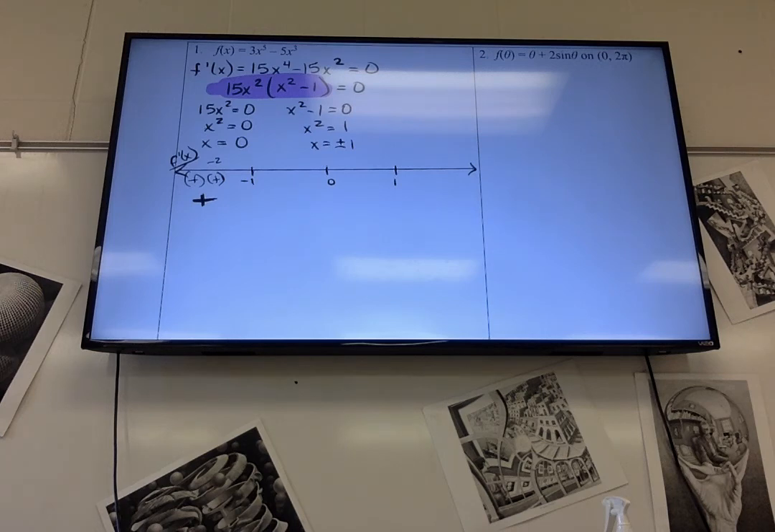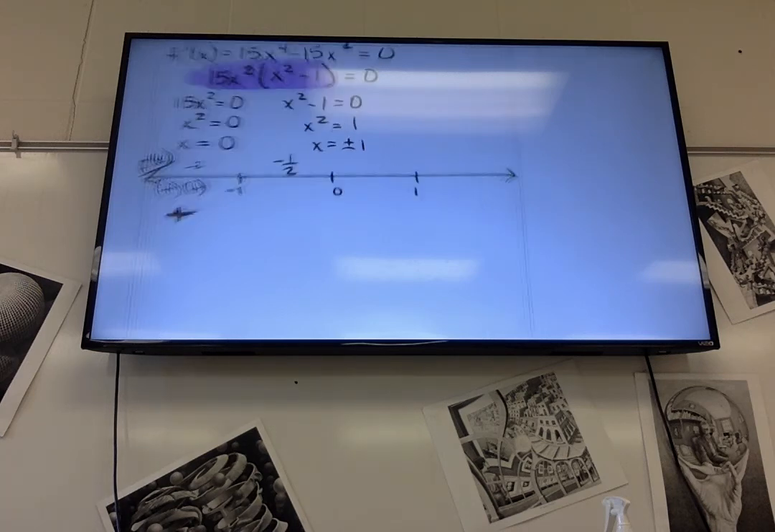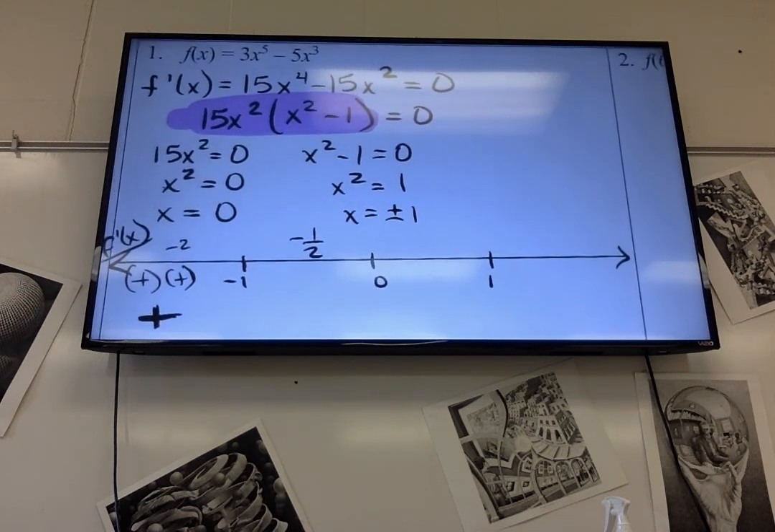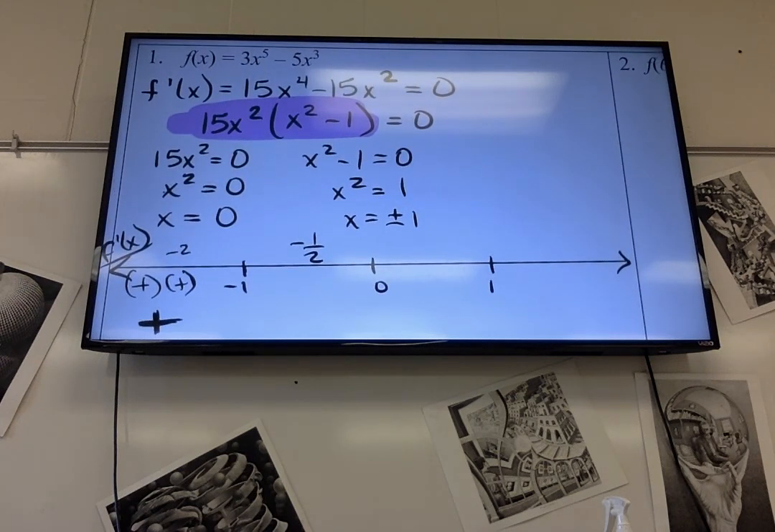Now we plug in negative 1/2. Plug in a number between these two. Again, you're not trying to figure out the exact answers. We're just trying to figure out if it's positive or negative. So if I plug in negative 1/2, this first one's always going to be positive because I'm squaring it. Negative 1/2 squared is 1/4, but then I subtract 1. Oh, it's negative. So positive times negative is a negative.